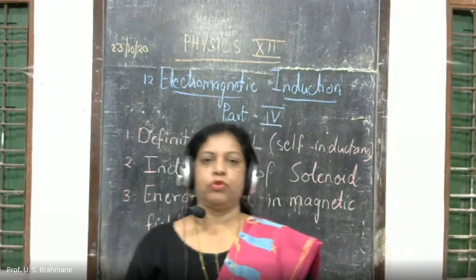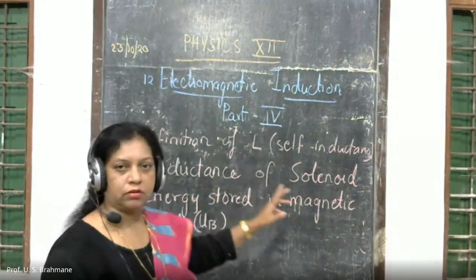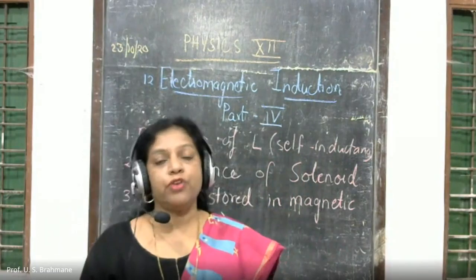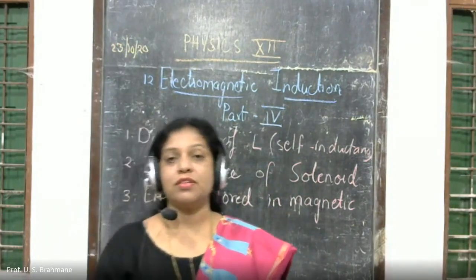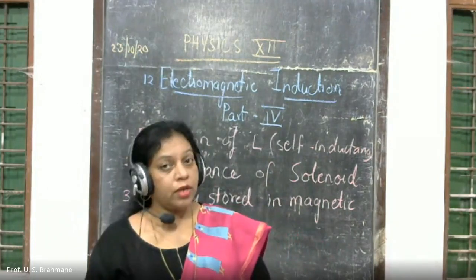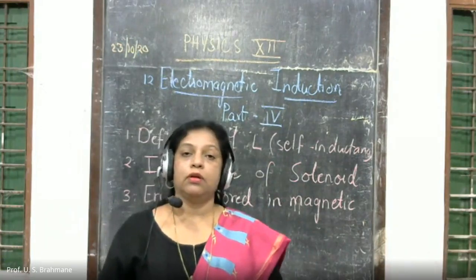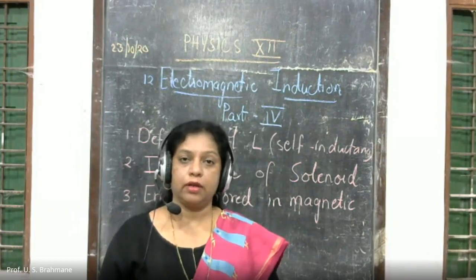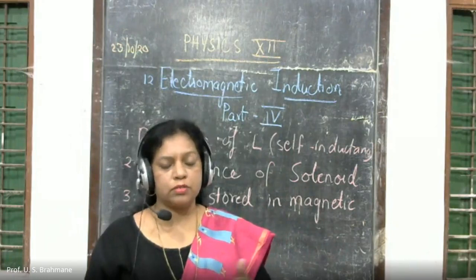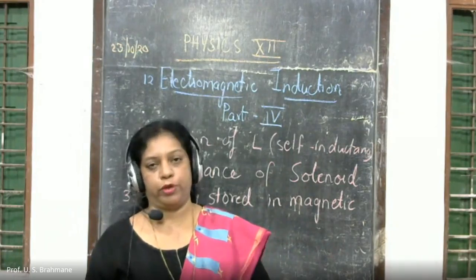Before that, what we are going to see today is the definition of self-inductance. That also we studied last time; we just saw the introduction. Self-inductance is the production of EMF because of a changing magnetic flux and current. There is a change in the current in the loop, and because of this, in the same loop we have an induced EMF due to the current flow.